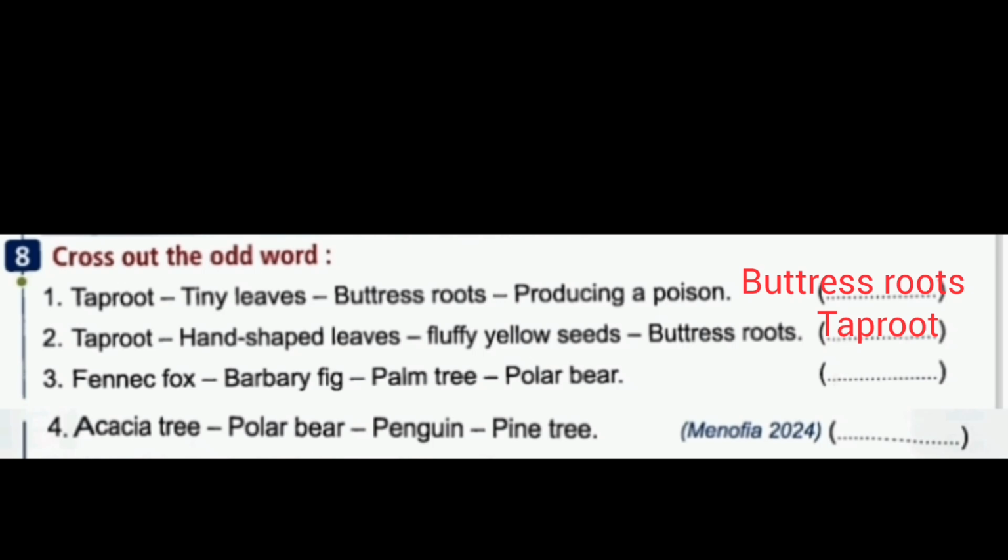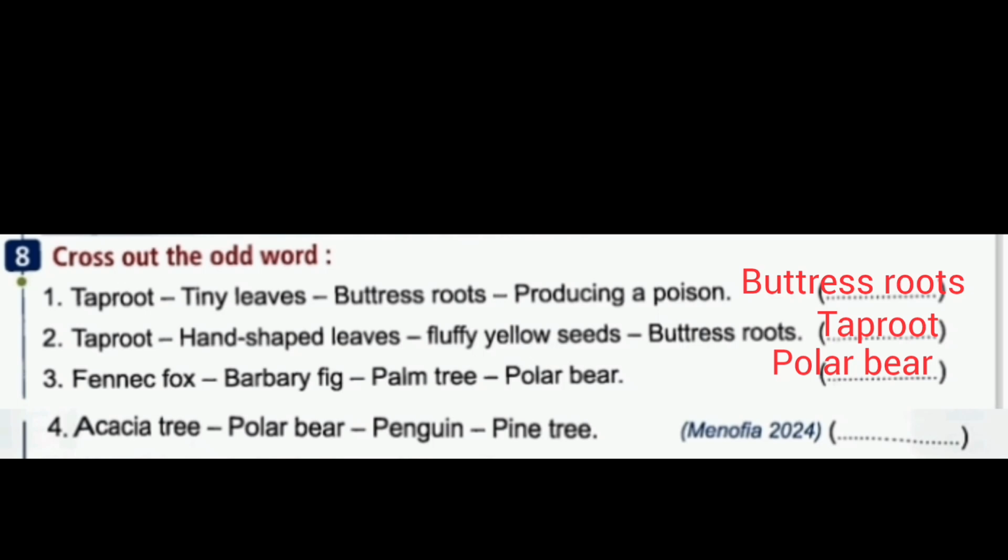Number 3. Fennec fox, Barbary fig, palm tree, polar bear. We will choose polar bear because all items can survive in desert, but polar bear can survive in polar habitat.